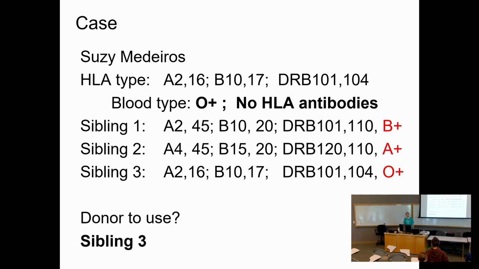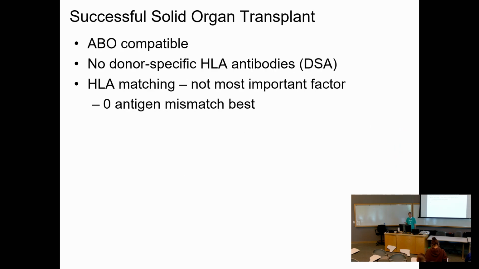What if there wasn't a perfect match? Who's the best? So you can still transplant. That's why I showed the first graph, showing how many were a complete match, and we still transplant even if there's a complete mismatch. But the longevity of that graph goes down. So it's really good if you can get a complete match.